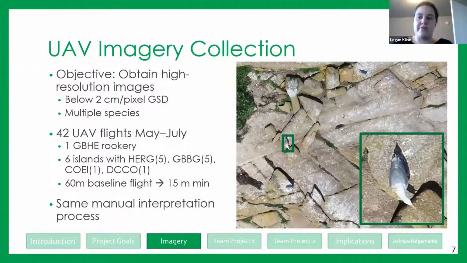We're also conducting UAV surveys with the objective of obtaining high-resolution imagery of multiple species of colonial waterbirds. This past summer, between May and July, we conducted 42 UAV flights over an inland great blue heron rookery and 6 coastal islands containing nesting herring gulls, great blackback gulls, common eiders, and double-crested cormorants. We flew a baseline flight at 60 meters above the colonies, then lowered flights to the first signs of disturbance or a minimum of 15 meters. My colleague Meredith Lewis will provide more information about those surveys and bird responses to the UAV in her upcoming presentations, so stay tuned for more details on that.